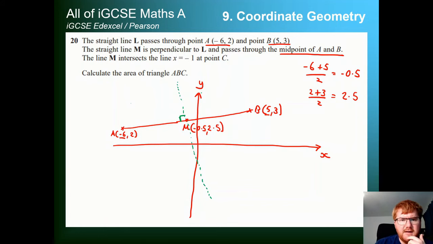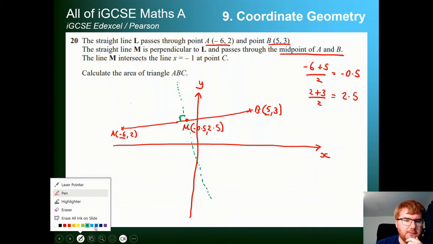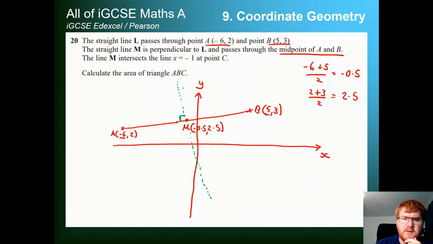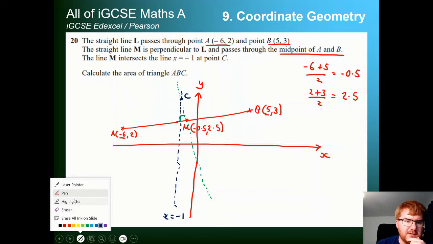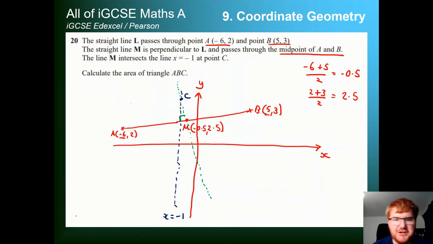So we probably want to work out the equation of this line because we want to work out where it intersects the line x equals -1 at C. So it's going to be just to the left of it here. If I draw a straight line, this is the line x equals -1, the vertical line, and it's meeting this green line at C. So you can see we're building up a picture here, but we really need to know what this coordinate C actually is.